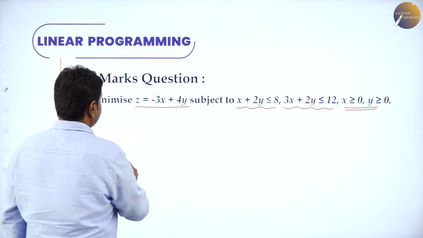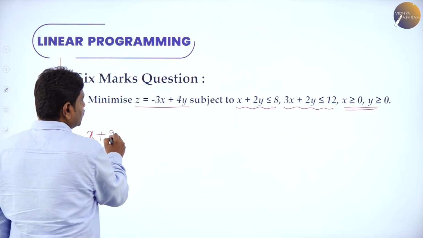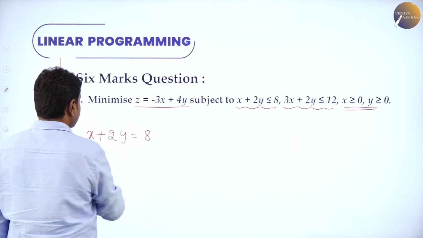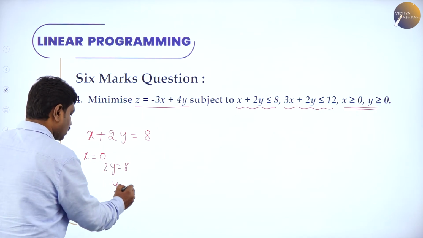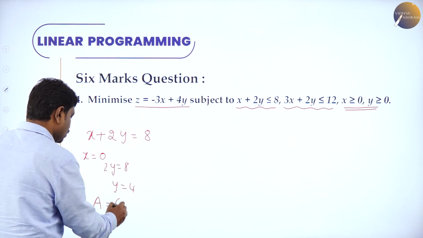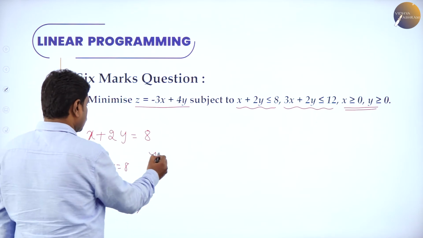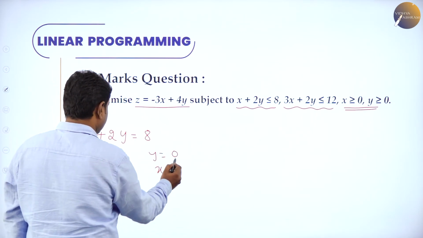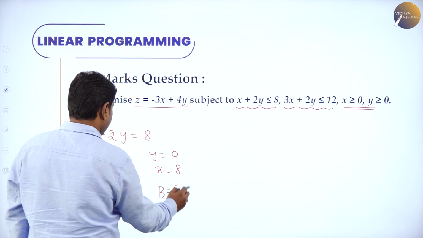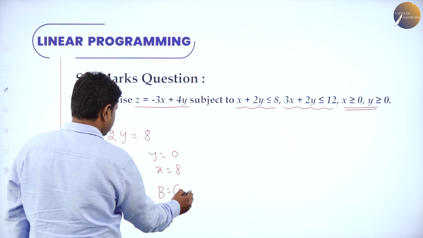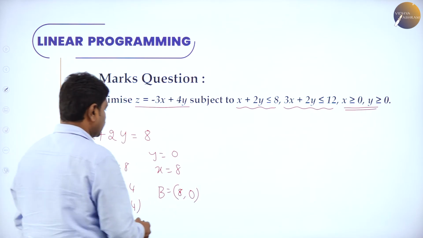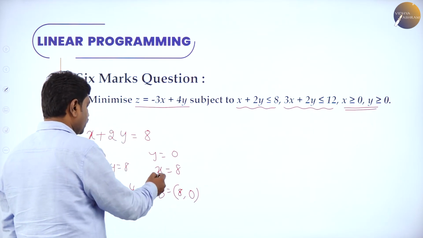Now, what is the first line? x plus 2y, equate it to 8. If you put x equal to 0, you will get 2y equal to 8, so y is equal to 4. So one point you got, the point is 0 comma 4. Then you put y equal to 0, you will get x is equal to 8. So another point is 8 comma 0. So you got 2 points, one on the x axis and one on the y axis, 0, 4 and 8, 0.